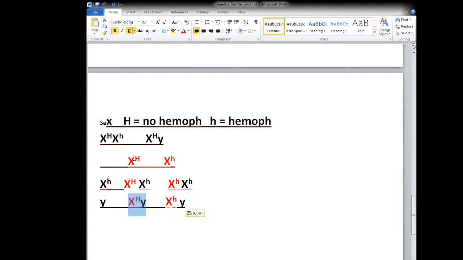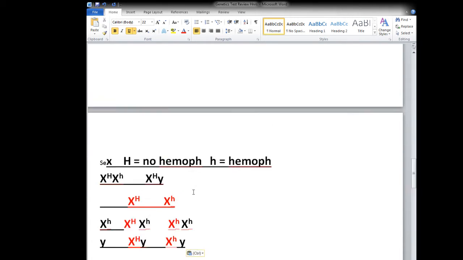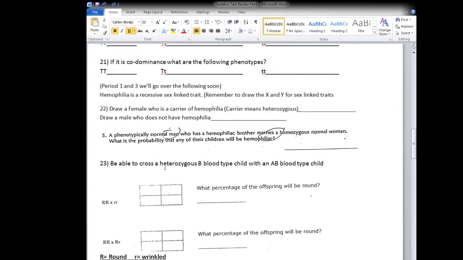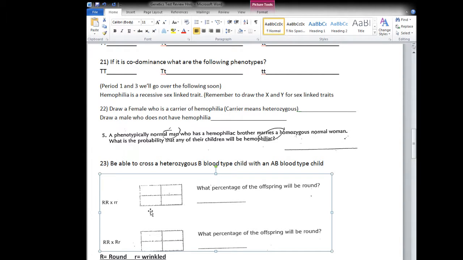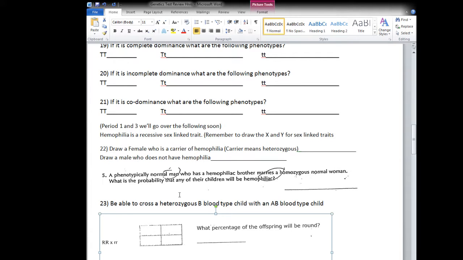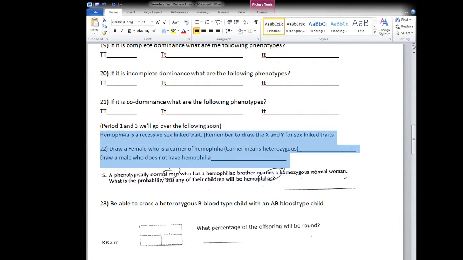Or we could get, again, a son, XY chromosome, a son with big H. So he's normal. No hemophilia for that one. So these are, I think, pretty easy. I don't think anybody had any problems with these. So we just did some sex-linked trait stuff.